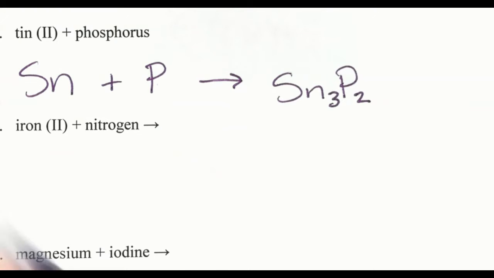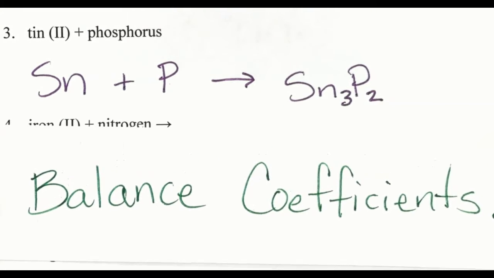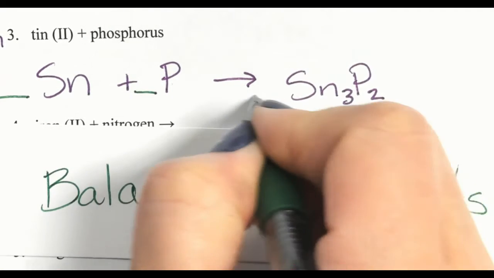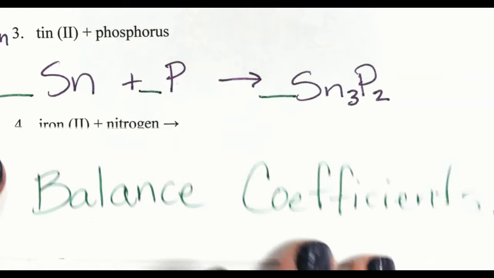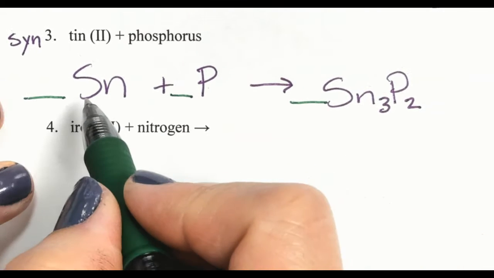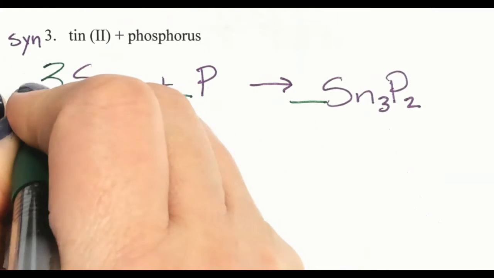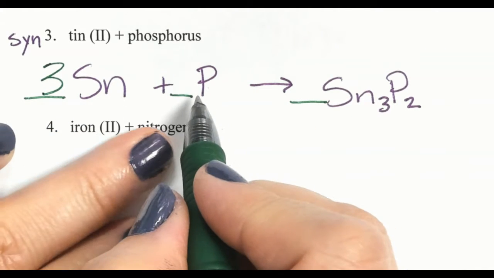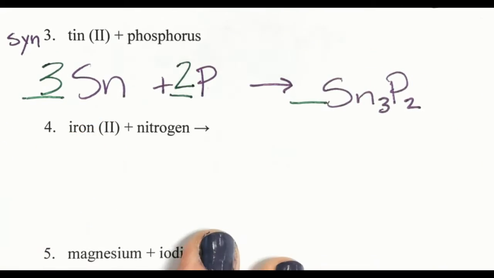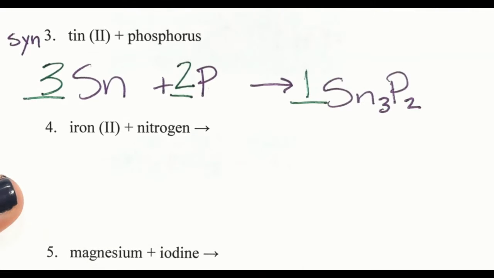Now we're going to balance the coefficients in order to show the law of conservation of mass. So I'm going to put blanks in front of each element and compound, and that's going to be where I'm going to balance this equation. So we have 1 tin on the left, 3 tin on the right, so I'm going to put a coefficient of 3 here. We have 1 phosphorus on the left, 2 on the right, so I'm going to put a coefficient of 2 here. And so this would be the final answer, 3, 2, and 1.